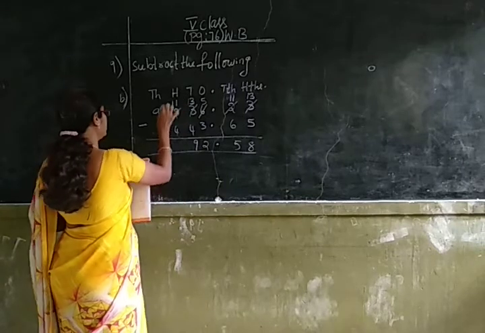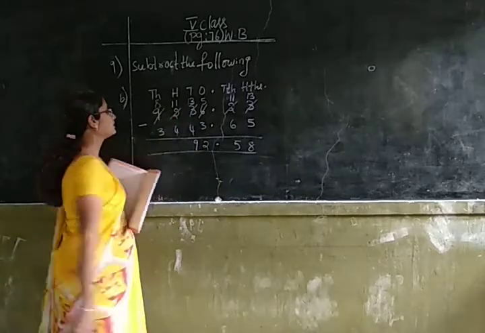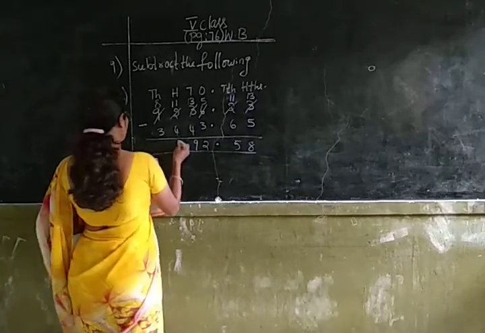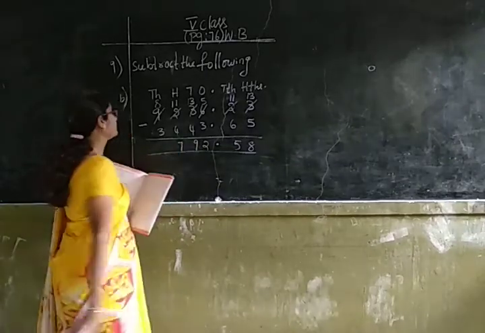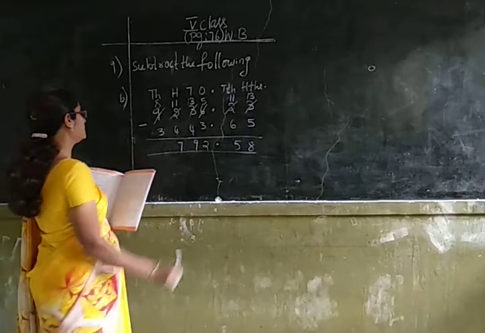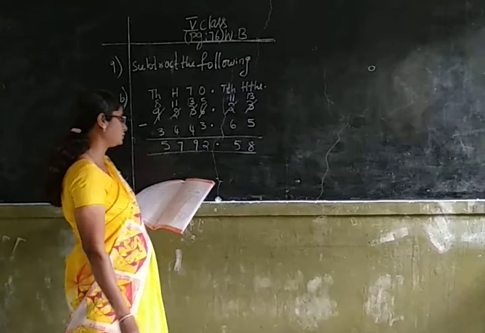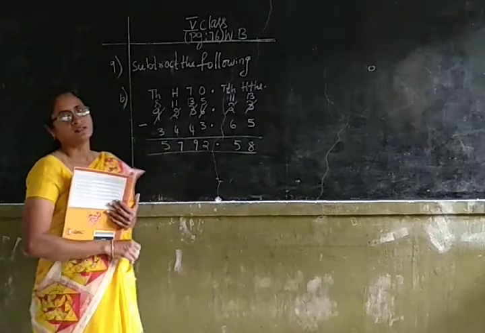After borrowing, it will become 11. And 9 will become 8. 11 minus 4 is 7. And 8 minus 3 is 5. So the answer is 5792.58. Did you understand, children?